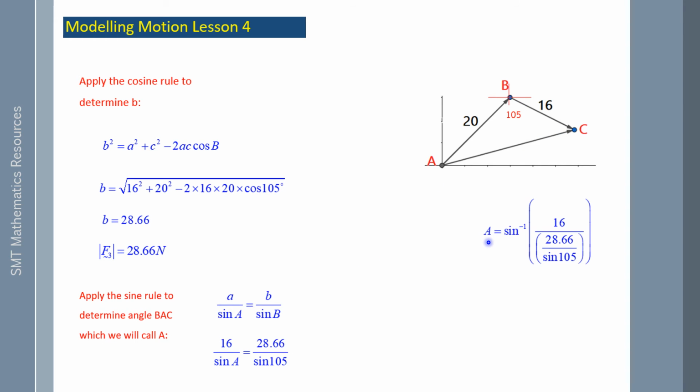If I isolate A and solve for A, my angle A is 32.62 degrees. So note, that's 45, that's 32.62. So to work out that angle from the positive x-axis, I'm going to have 90, subtract 45, subtract 32.62. That angle is 2.37 degrees. Magnitude is 28.66 newtons.